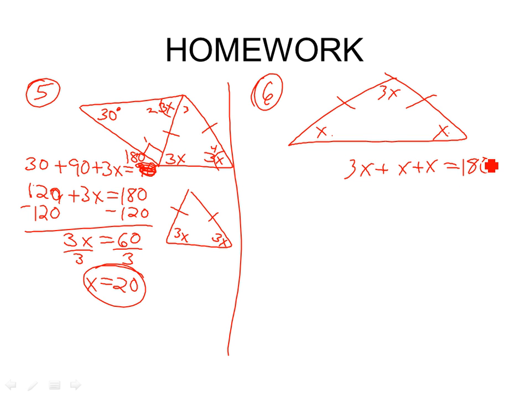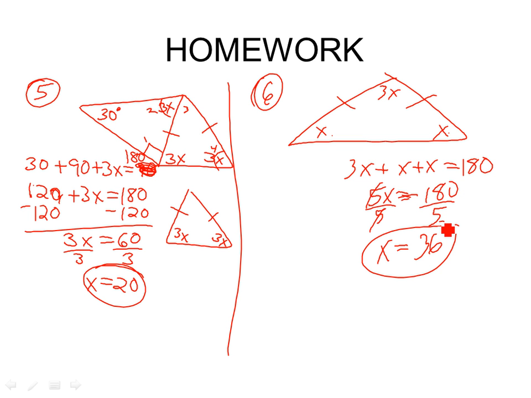How many x's you got there? 5. 5x equals 180. Divide by 5, what's x equal? 36.